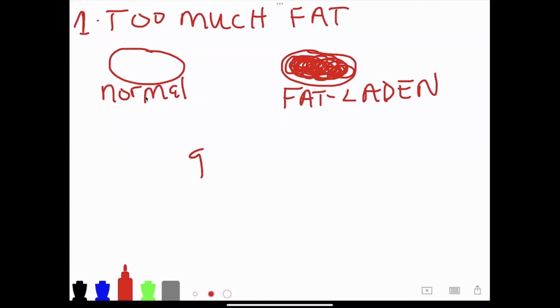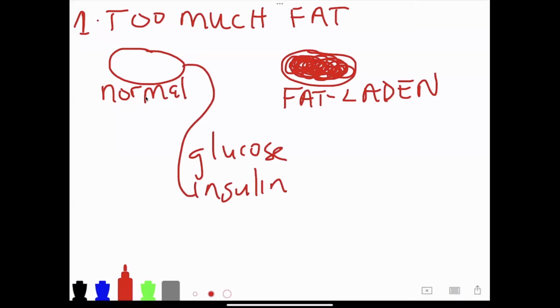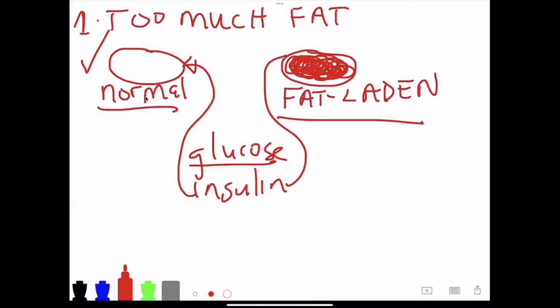Why? Because the job of insulin is that when you have glucose in the blood, insulin commands the cell to say, hey, I got glucose in the blood, take it up. This normal cell is going to take it up easily. You come to this cell that is fat laden. Insulin comes to the door, knocks at the door of this cell, and tells the cell, hey, I got glucose in the blood. I need you to take it up so we can make energy. And this cell says, what? Are you kidding me? Don't you see that I'm fat laden? I'm filled with fat.